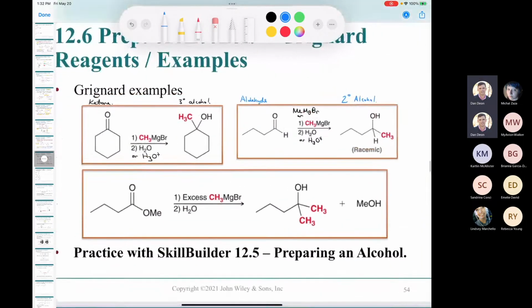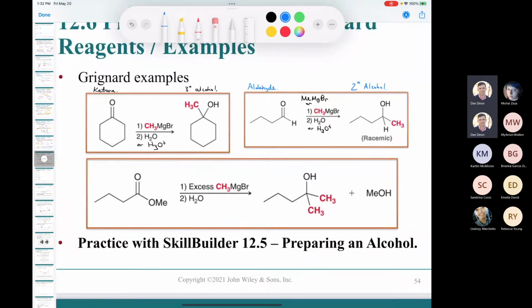And check this one. This one's even neater if you ask me. This is where you're starting with an ester. If you take an ester, you can't just use one equivalent of the Grignard reagent. You have to use an excess of the Grignard with an ester. And when you do that, you end up making a tertiary alcohol because the Grignard ends up adding two times to the ester. So we'll put here, adds 2 times.